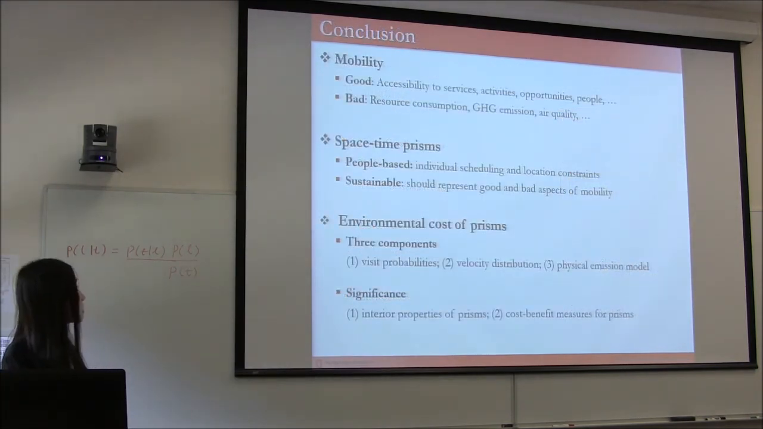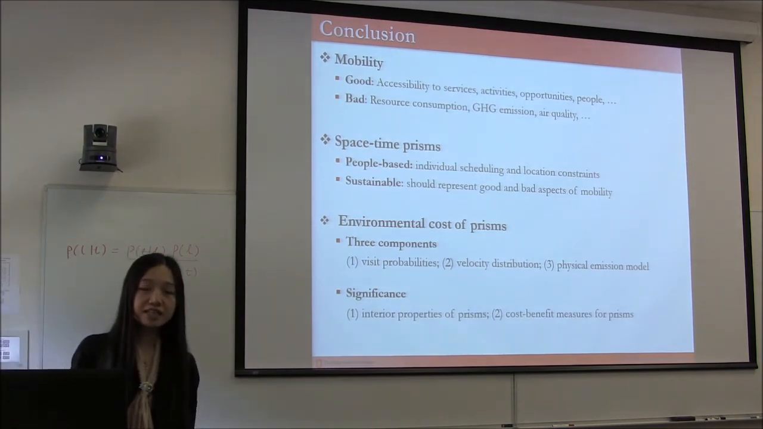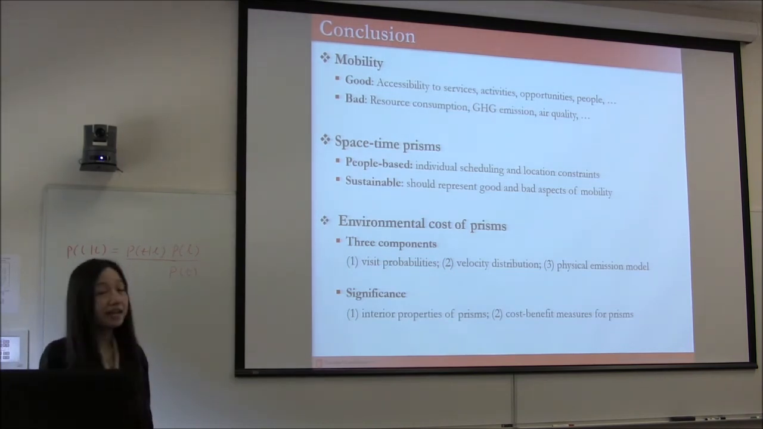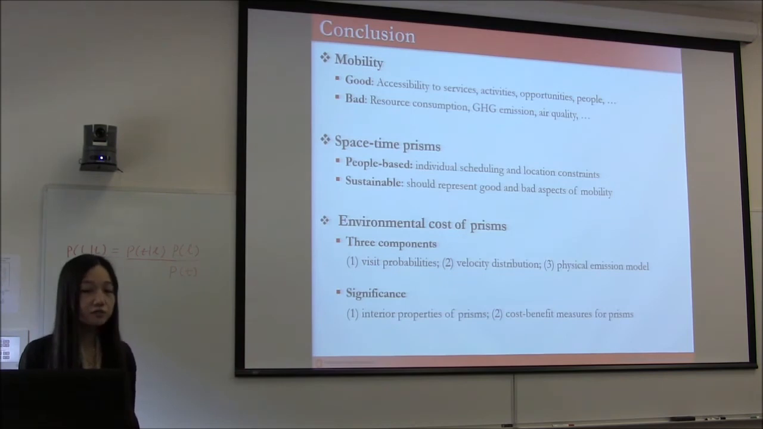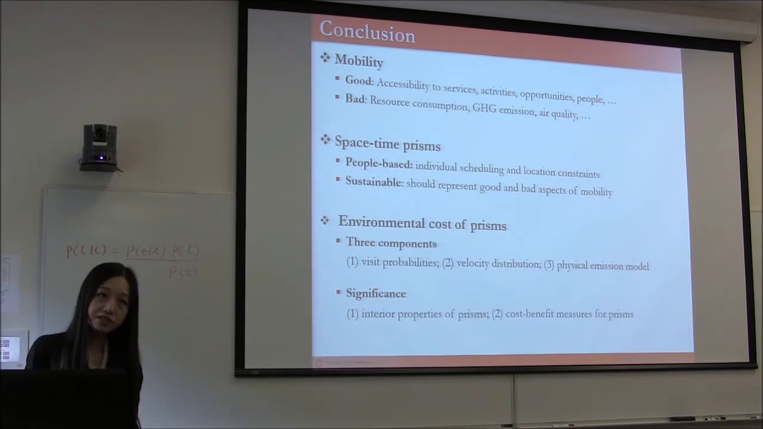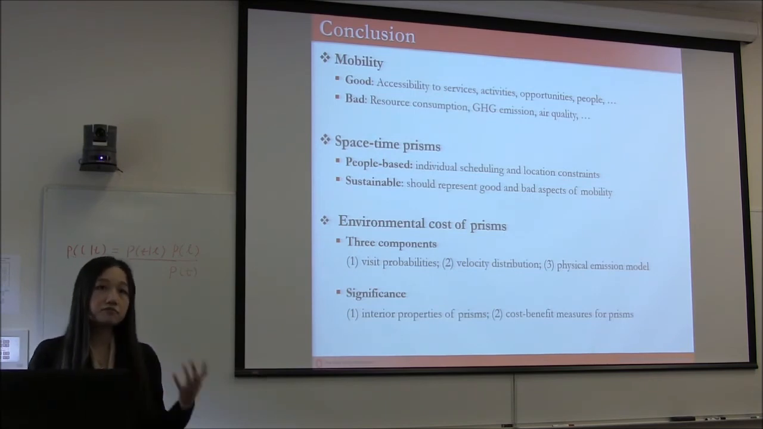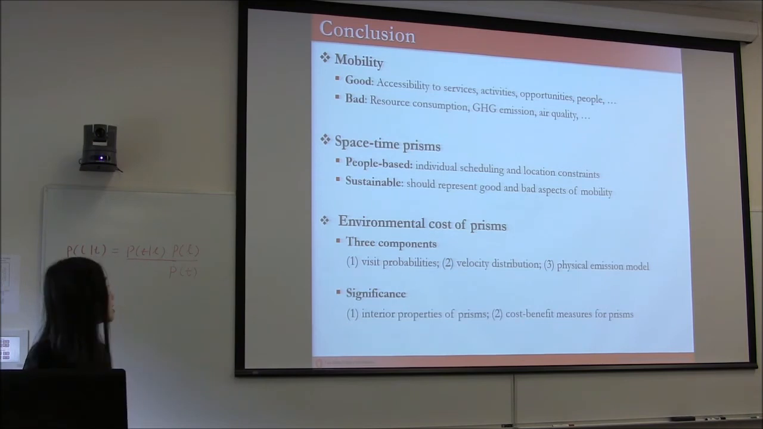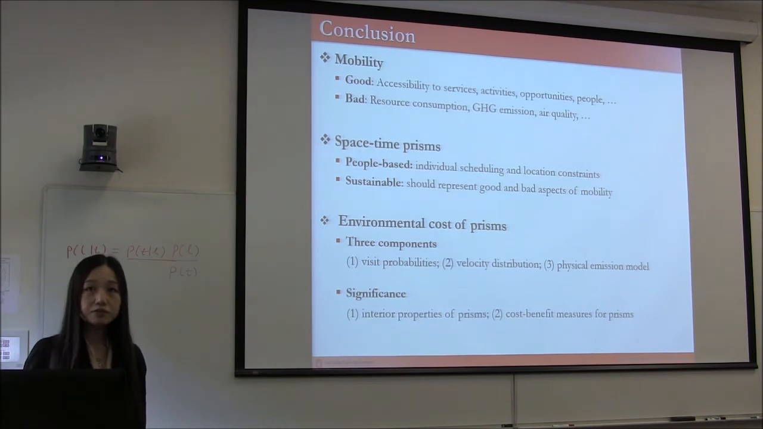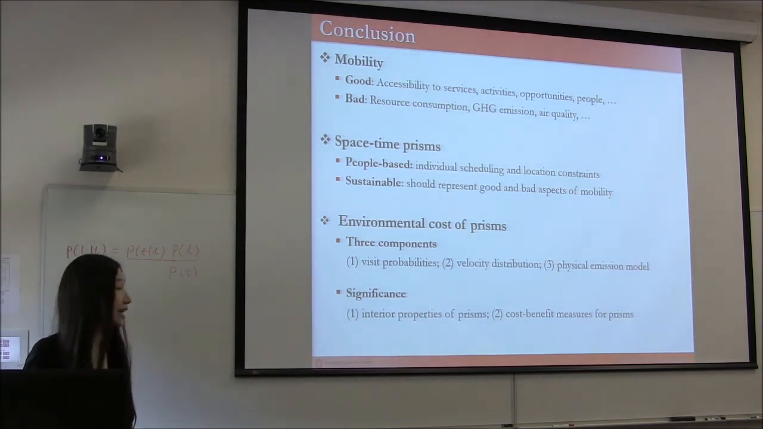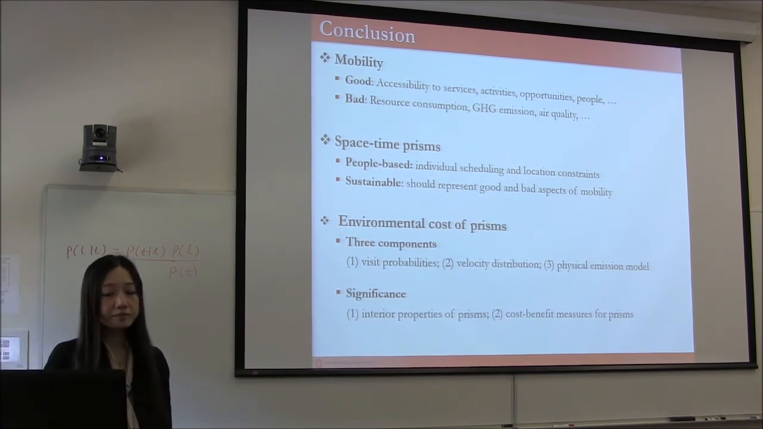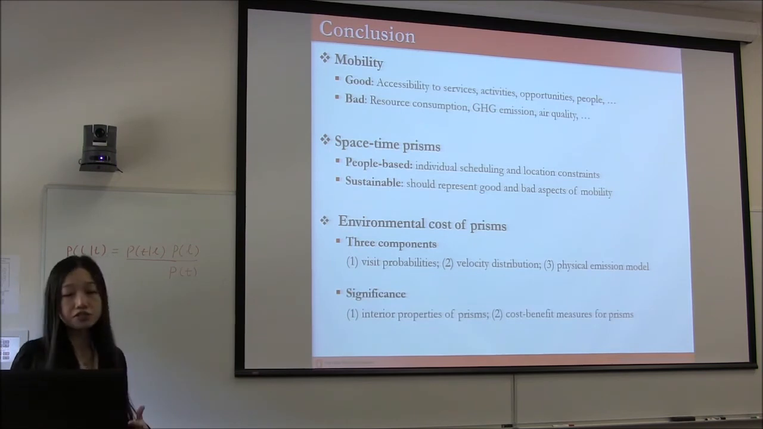Okay, in conclusion, mobility is good. It can provide accessibility to services, activities, opportunities, and people. And it's not that good because it requires resource consumption. It results in greenhouse gas emissions and causes air quality issues and public health concerns. The space-time prism can capture the potential mobility of individuals and can be used to develop people-based accessibility and mobility measures that capture individual schedule and location constraints.